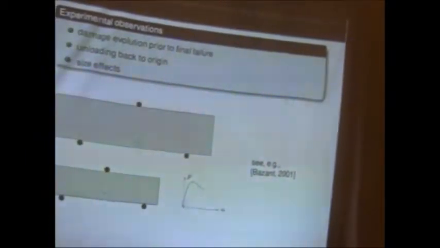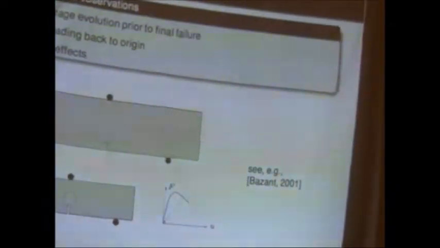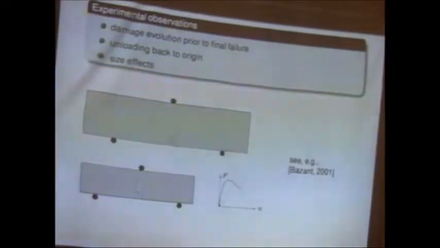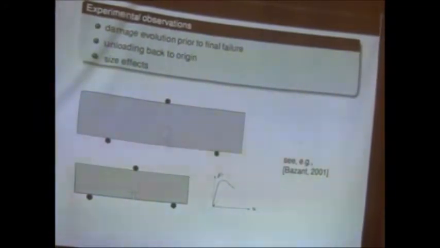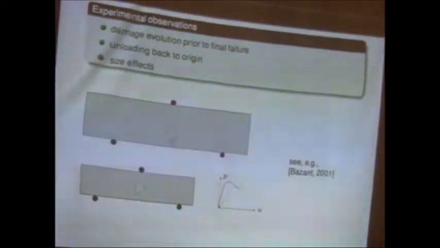We observe size effects in the sense that smaller is weaker. There's a nice illustrative explanation which goes back to Bazant, because the damage zone is actually related to length properties of the microstructure of the material.